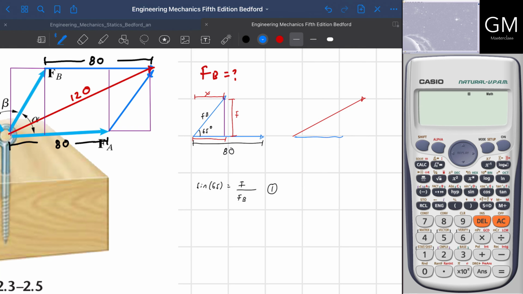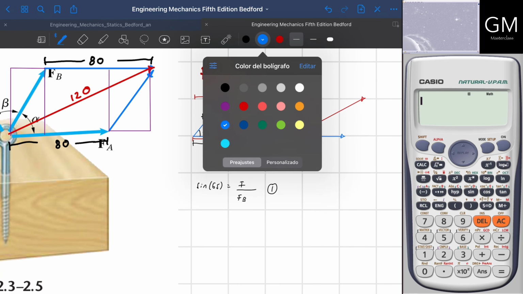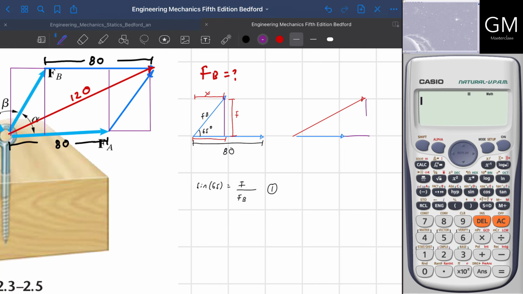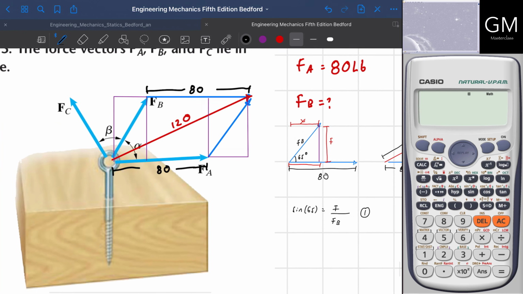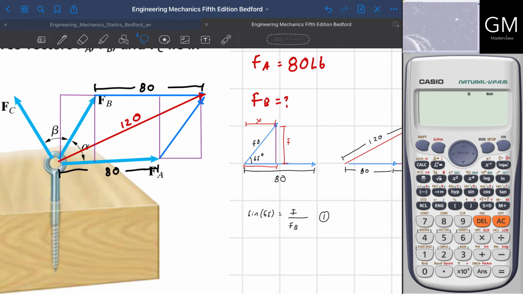Right here I have the 80, and right here I have this other part of the triangle. As you can see, I'm using this triangle. Okay, so this is 80, this is 120, this is equal to F, and this is equal to X, right? Because this measure is the same as this one.